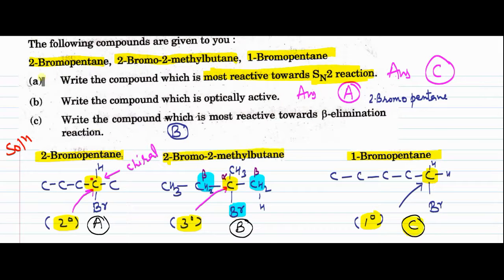Write the compound which is optically active. A carbon having four different groups such as CH3, Br, C3H7, H is known as chiral carbon. Result optically active. Write the compound which is most reactive toward beta elimination reaction. B, more beta hydrogen, more reactive toward beta elimination reaction.